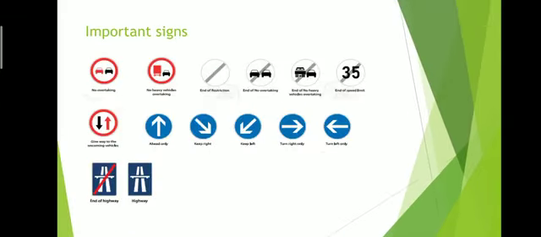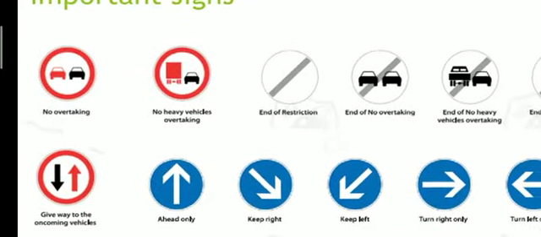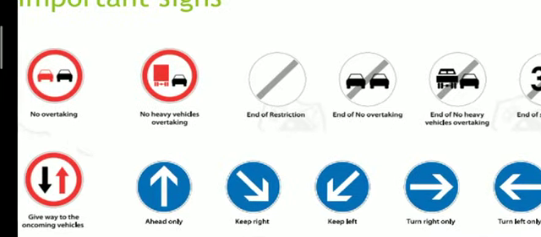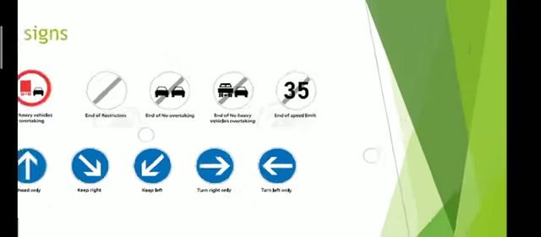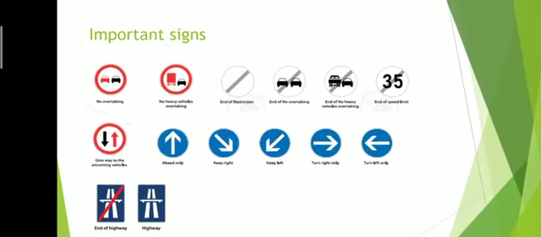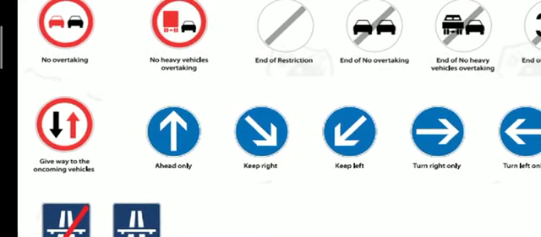Red is no overtaking. The big red one means no heavy vehicles can overtake. Many white lines indicate the end of a restriction. Here, end of no overtaking limit, end of no heavy vehicles overtaking limit, end of speed limit. Again, this black one means for oncoming vehicles, you should give way to them.